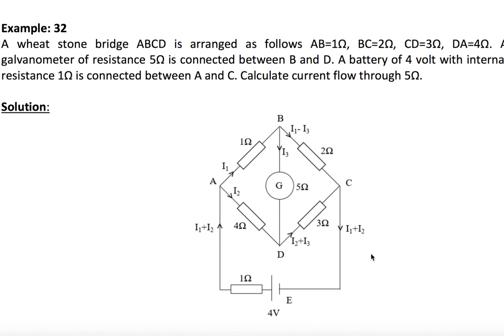See how he proceeded. This current he assumed as I1, this current as I2, and this current is I3. If I3 current is leaving from I1, the remaining current, I1 minus I3, will flow in branch BC. So I2 and I3 will come here and meet at D, and the sum of these two currents will flow in the branch DC, I2 plus I3.